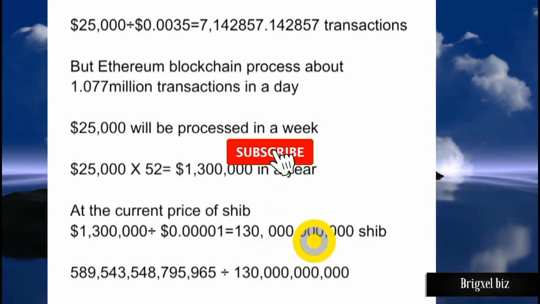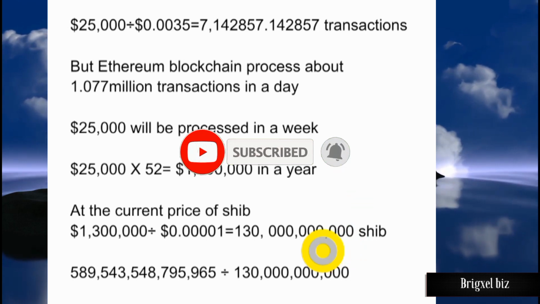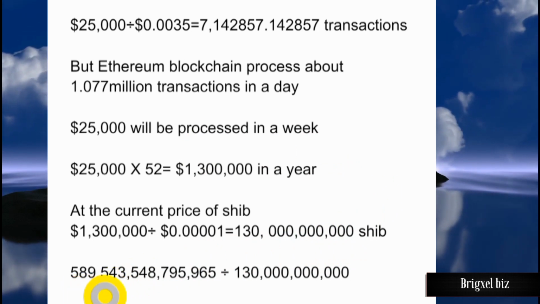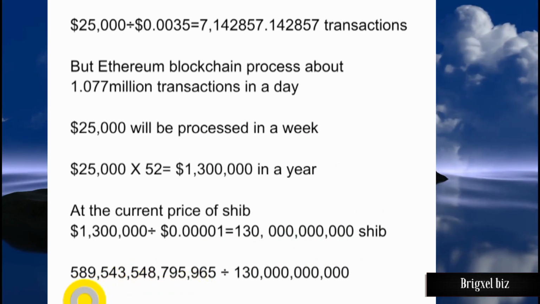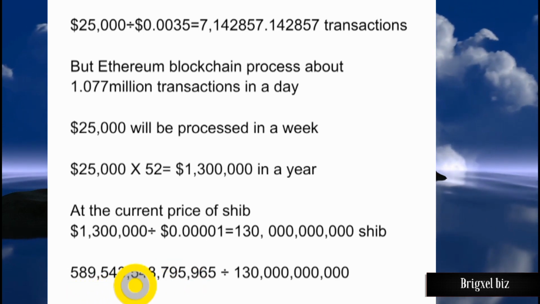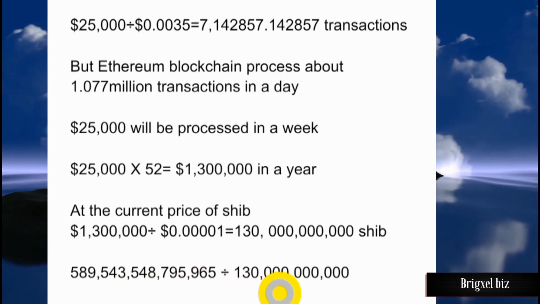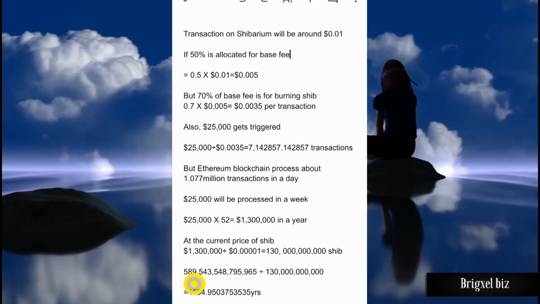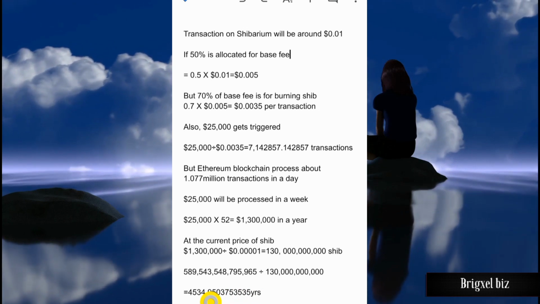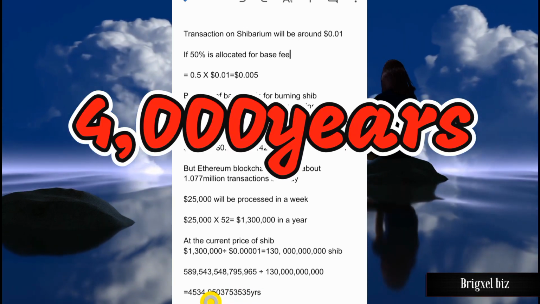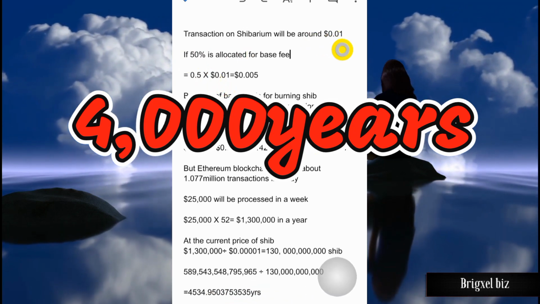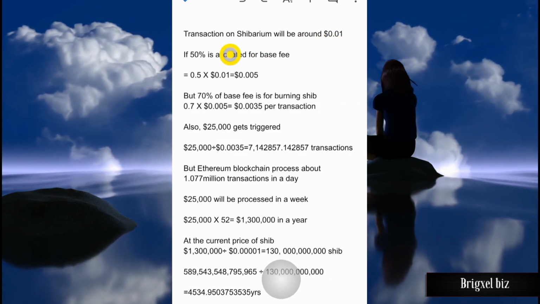And if this is burned every year, remember the total circulating supply of the Shiba Inu token, whichever number you want to agree with. There was a time this was an issue. So if you go with 589, 550, 590 trillion tokens, whichever number you want to go by, and divide that by 130 billion Shib tokens, that's going to give you something around 4,000 years before we completely burn all Shib tokens in circulation. And that's on the assumption that 50% of this amount of money is allocated for the base fee.